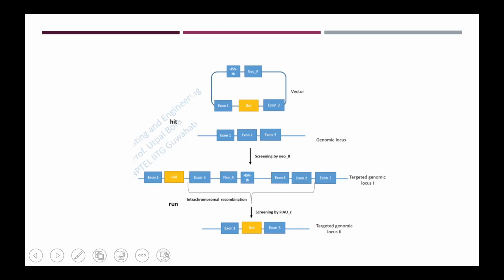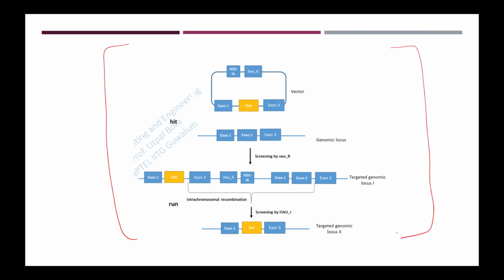There are several approaches that scientists have classified. The first one for targeted modification is the hit and run approach. But before that, there are two types of vector as well.